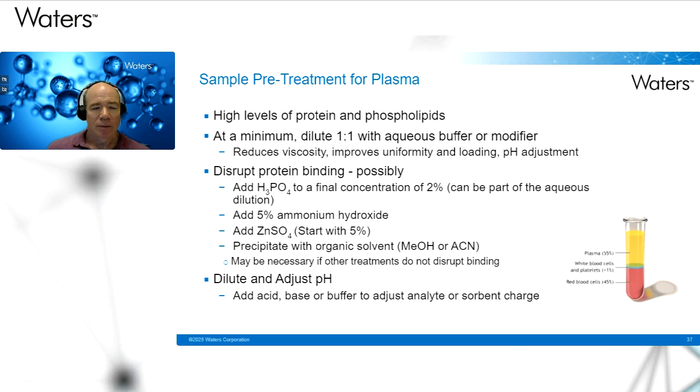For plasma, fairly similar. However, because we don't have the cells, if things are not highly protein bound, we can often just dilute it as a pretreatment. However, if drugs are protein bound, we'll want to again add something like zinc sulfate or precipitate with methanol or acetonitrile to disrupt that binding.